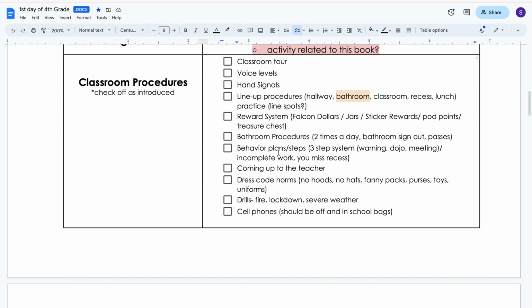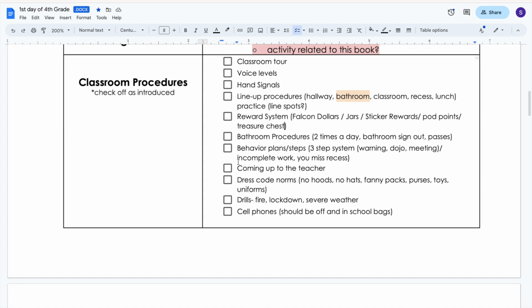So warning is, hey, I talked to you about it, don't do that, or please don't continue to do those, or whatever the case, the behavior that you see. Then it will be a Dojo message to the parent, and then it will be a meeting, just so I could be a little bit more explicit and consistent with my classroom management. And incomplete work means that you miss recess.